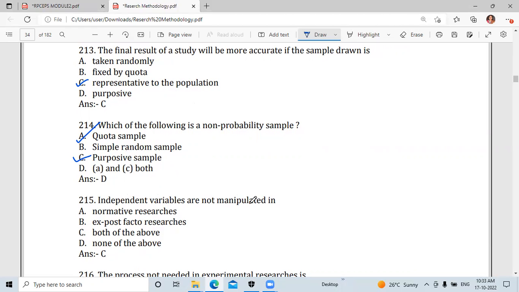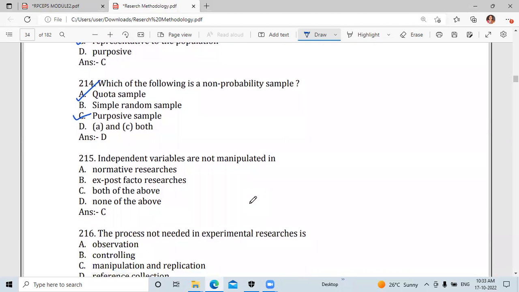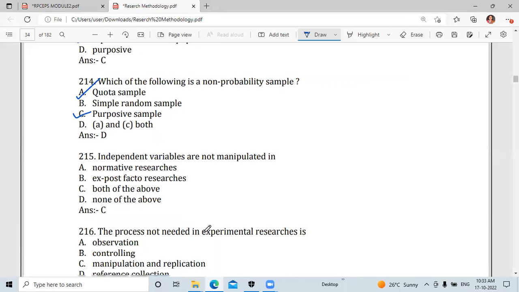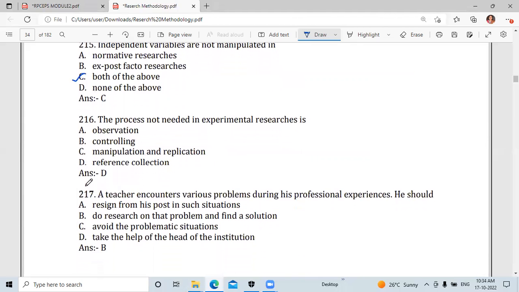Independent variables are not manipulated in both of the above, that is, normative research and ex post facto research. The process not needed in experimental research: observation is required, controlling is required, manipulation and replication are required. Which is not required? Reference collection is not needed in experimental research. This is a heading only, experimental research. In that, observation, controlling, manipulation and replication are required.